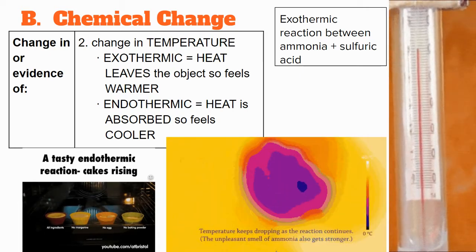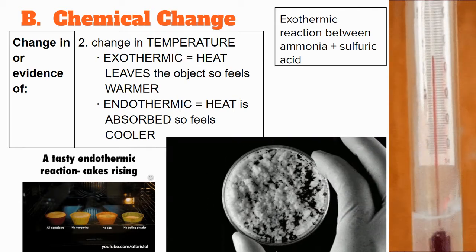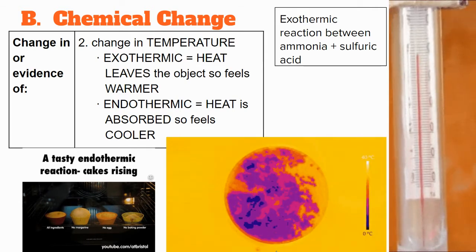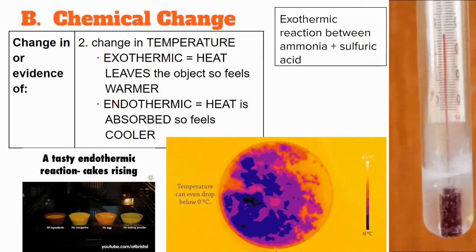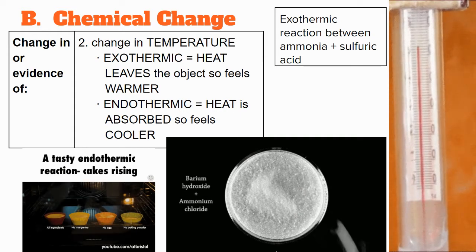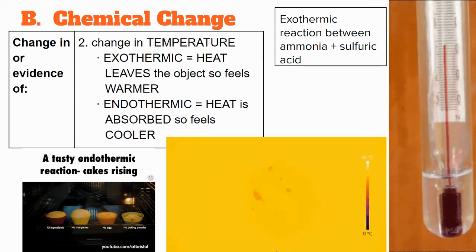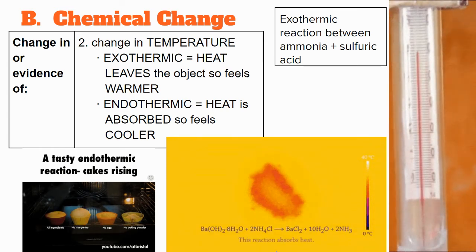This is what happens when we mix together ammonia and sulfuric acid. You can see that our temperature goes way up because we're getting a bunch of heat being released by that reaction. An endothermic reaction, endo, we have heat going in, so it's going to feel cold to us. If we're touching it, it feels cold because it's absorbing heat from the surroundings.